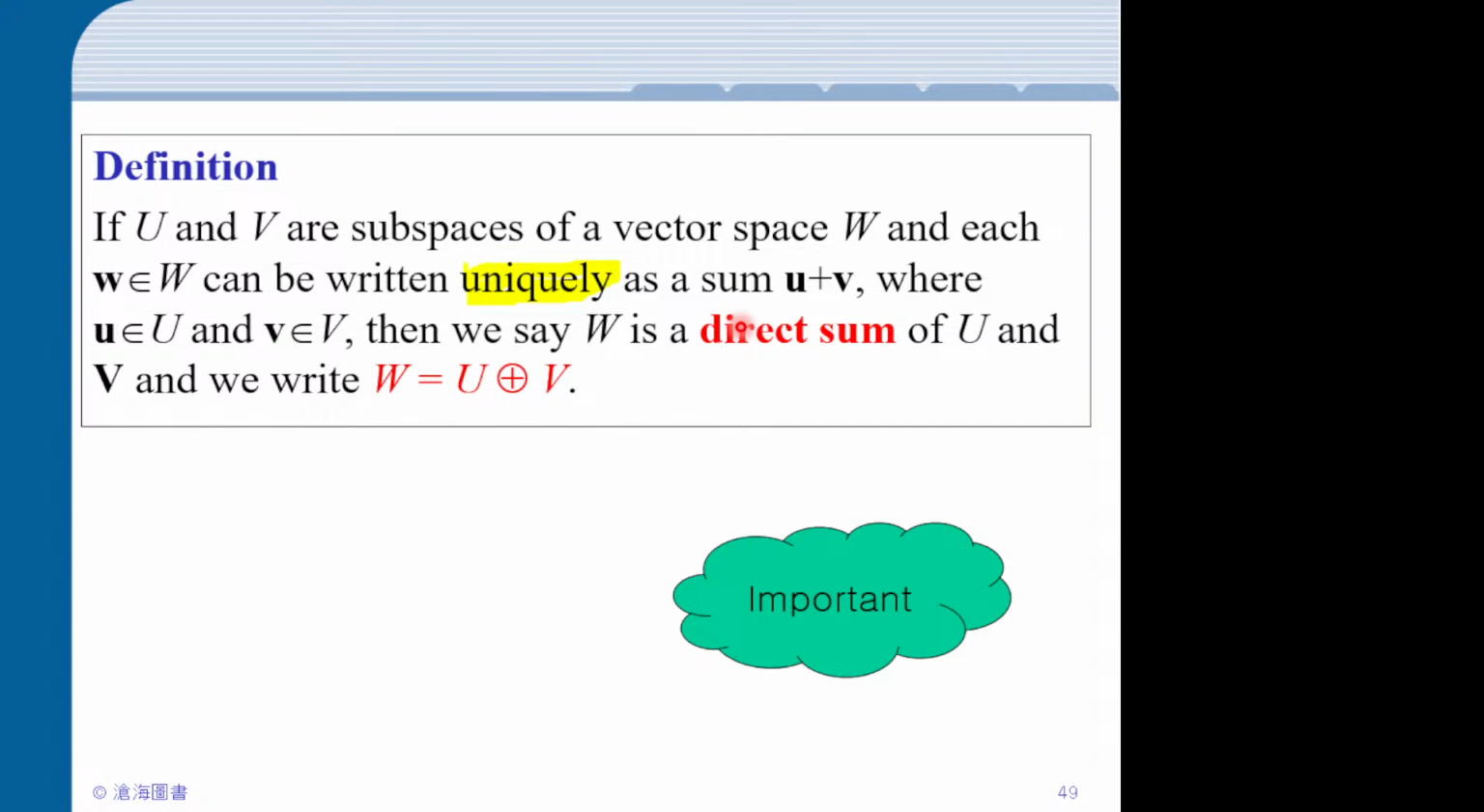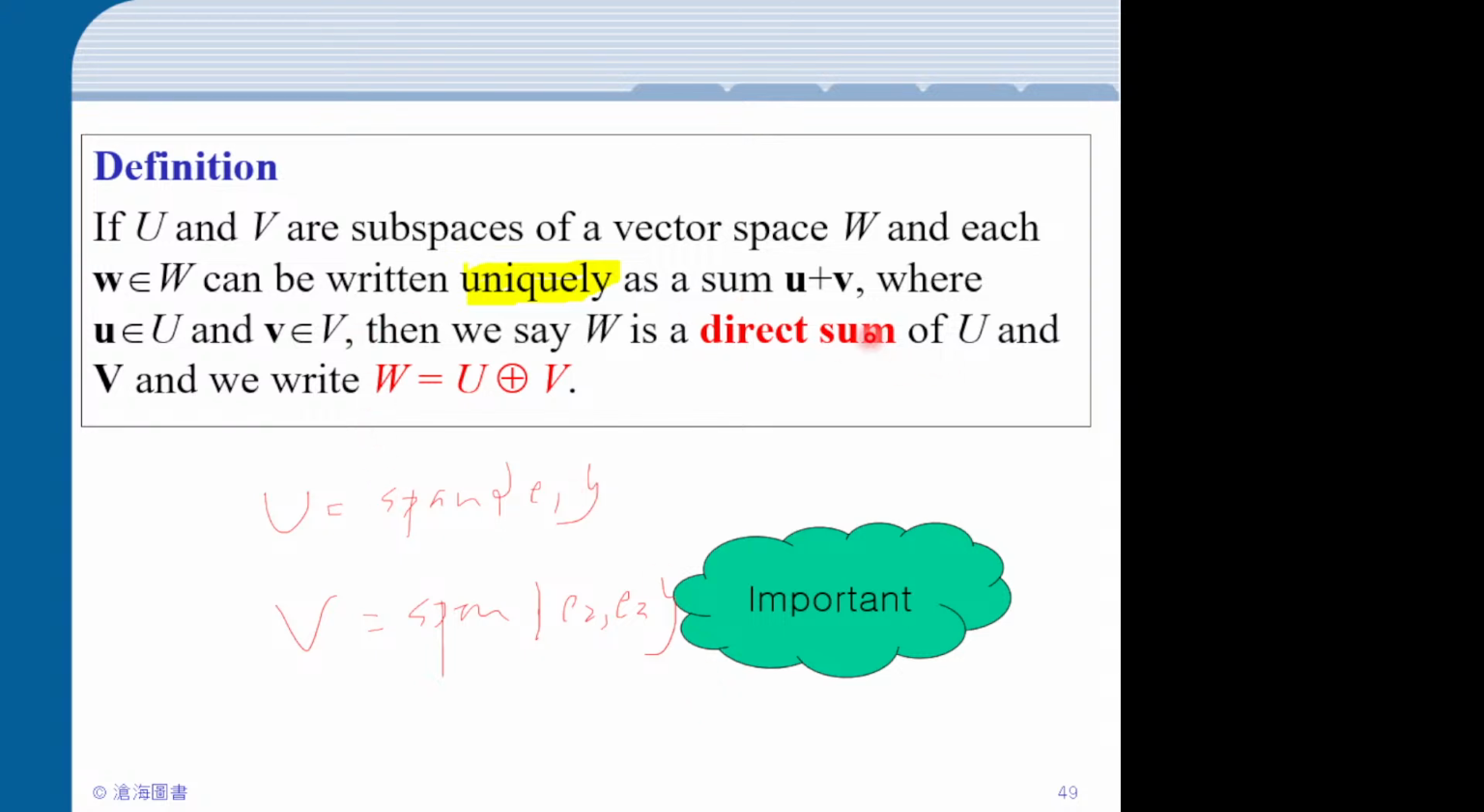And yeah, so once again, a good example, I guess later we'll have more examples, but a good example is U is the span of E1, and V is the span of E2, E3 for R3. Okay, and so every vector inside W can be written uniquely as some X1 times E1, plus some X2 E2 plus X3 E3, right? Okay, and yeah, so we call this direct sum.